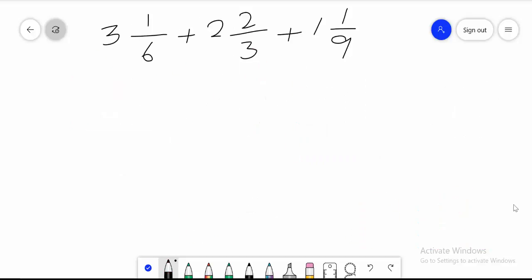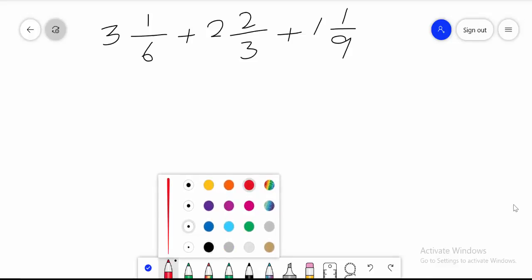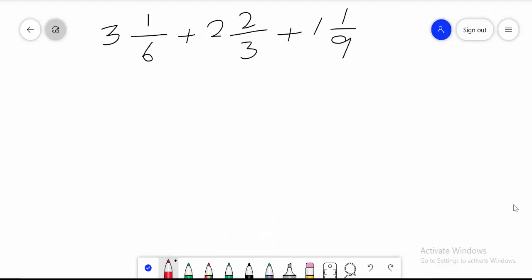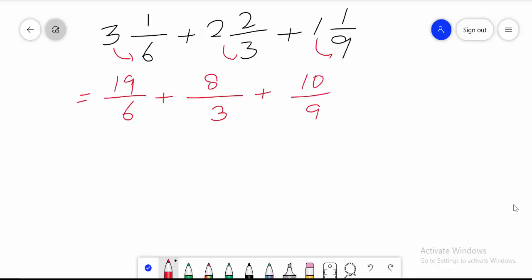And here on screen you can see another question: 3 whole 1 over 6 plus 2 whole 2 over 3 plus 1 whole 1 over 9. I am solving this question so that you are clear about the concept. First of all, you need to break the fractions. 3 multiply 6, 3 6s are 18 plus 1 is 19 over 6, plus 2 3s are 6 plus 2 is 8 over 3, plus 9 1s are 9 plus 1 is equal to 10.